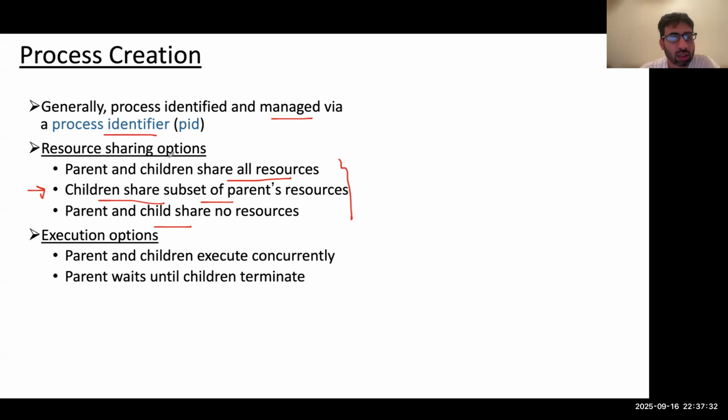Similarly, just like we said that we can follow different strategies when it comes to sharing the resources between parents and children, there are also different options which can be followed when it comes to the execution of the children. For example, one option is that we can allow parent and children to execute concurrently. The other option is that we can require the parent process to wait until all the children processes are terminated or have completed their execution. Again, it depends upon your requirement.